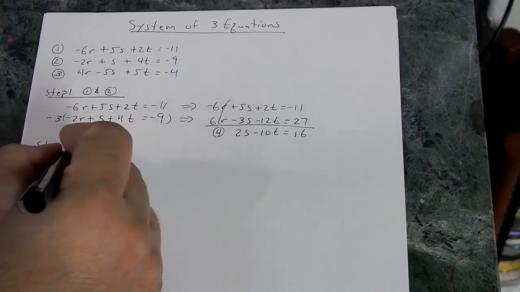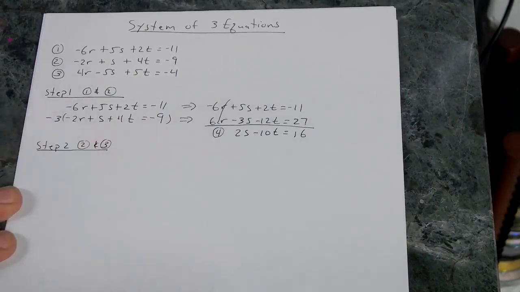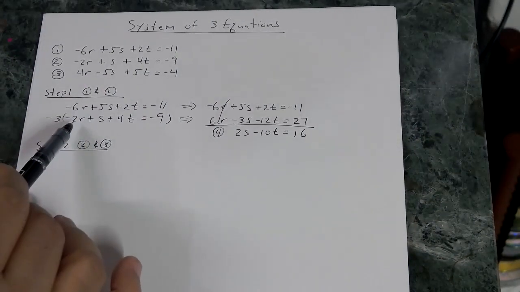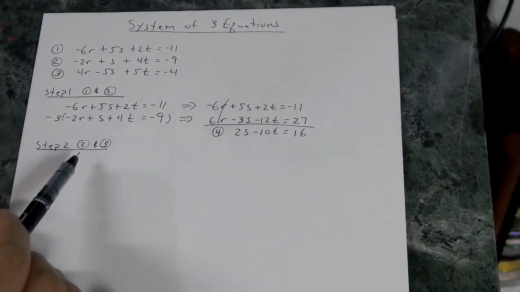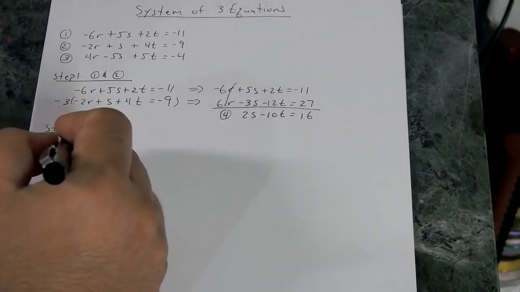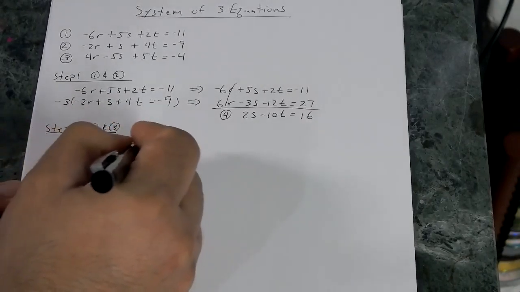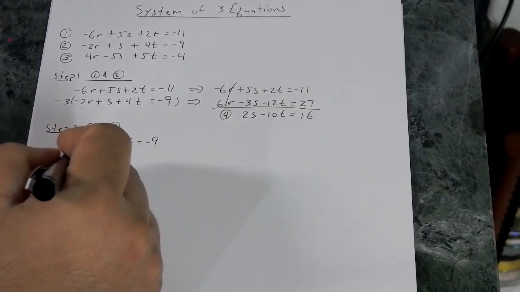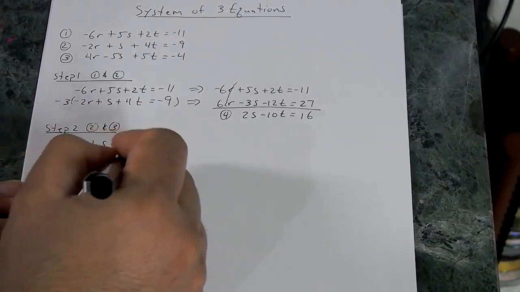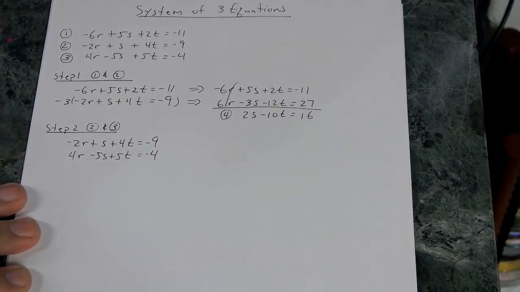Now you're going to take equation number 2 and equation number 3 and get rid of the same variable that you did over here. Since I got rid of r, in this step, I need to get rid of r. So let me rewrite equations 2 and 3 again. Here's negative 2r plus s plus 4t equals negative 9. 4r equals negative 4, and I need to get rid of the r's.